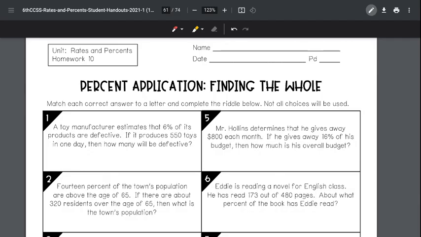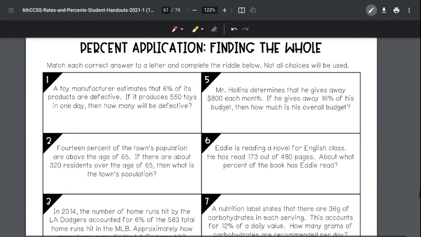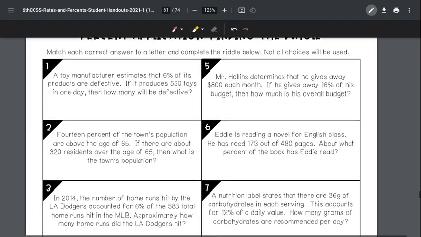This is your percent application, finding the whole homework review. It says match each correct answer to a letter and complete the riddle below. Not all choices will be used. Number 1, a toy manufacturer estimates that 6% of its products are defective. If it produces 550 toys in one day, then how many will be defective?